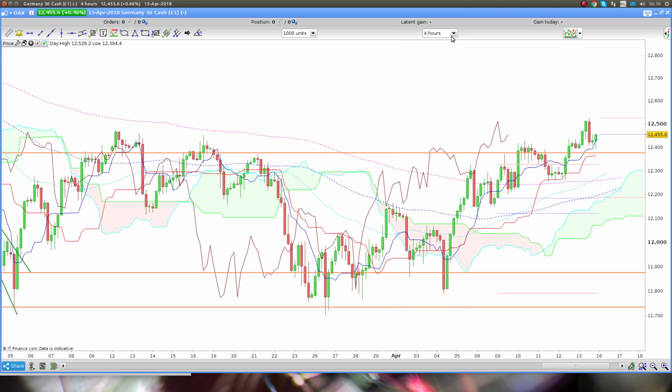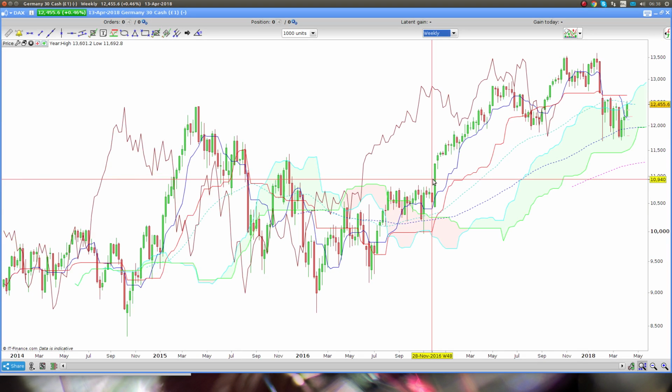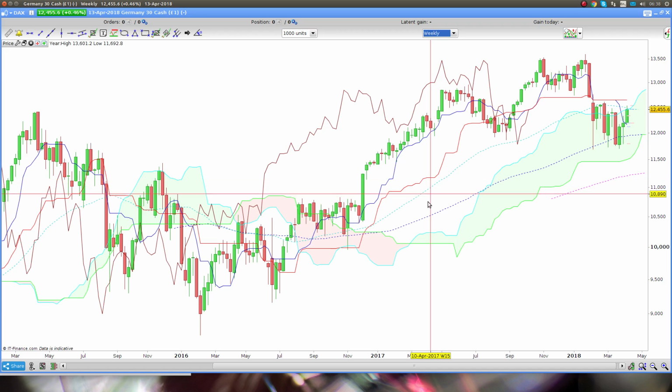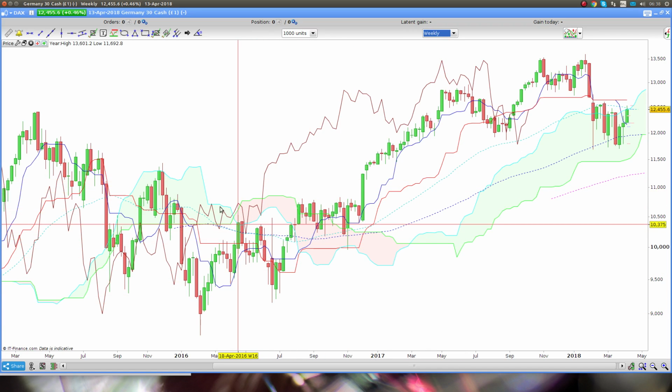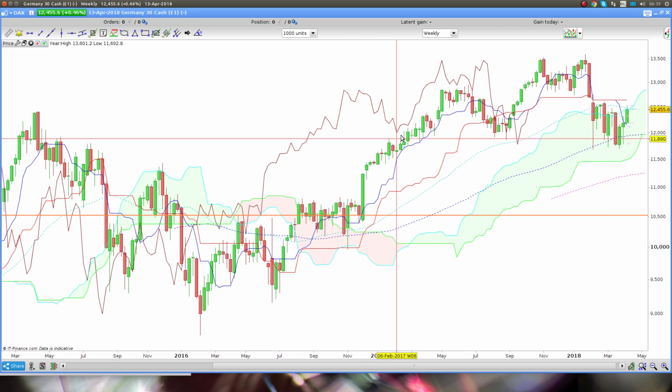Now, this happens on every time frame. Okay, but every time frame you have exactly the same scenario. Okay, we're talking about the weekly here. There's a previous high. Okay, to coincide with that, look what price does. It consolidates before it breaks the upside and moves.